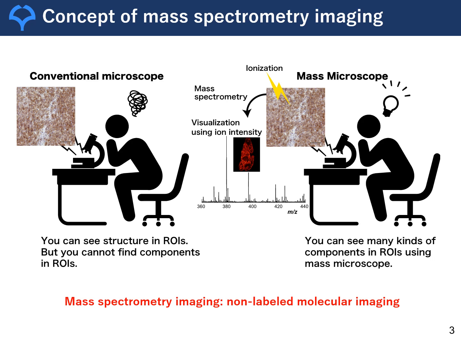One of the conventional technologies is the microscope. Using a microscope, you can see structures, but you cannot find components. Imaging mass spectrometry is one of the molecular imaging techniques using mass spectrometry. Using this technique, you can see many kinds of components without labeling.